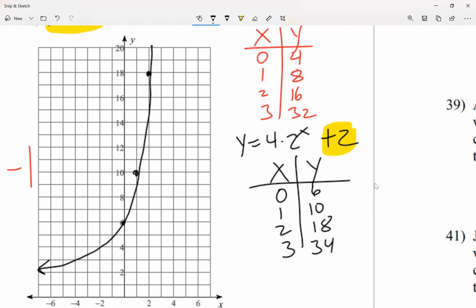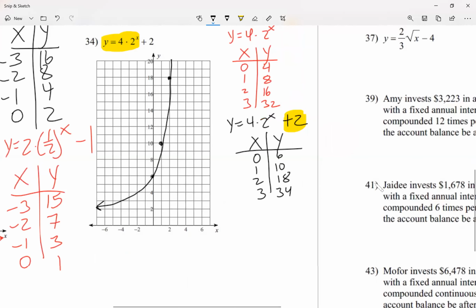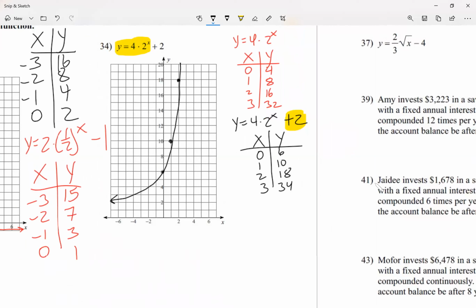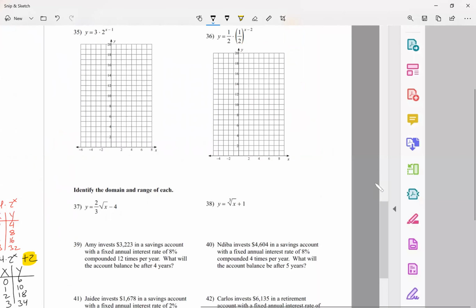So it should look like that. Notice how it is not approaching 0 on the left side. It's not approaching 0. It is approaching +2. All right, let's take a look at number 35.